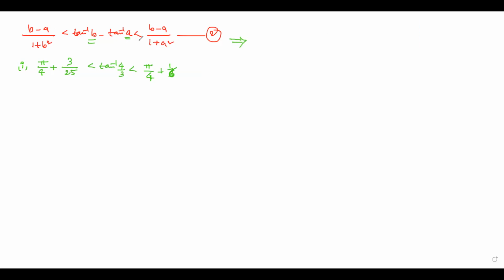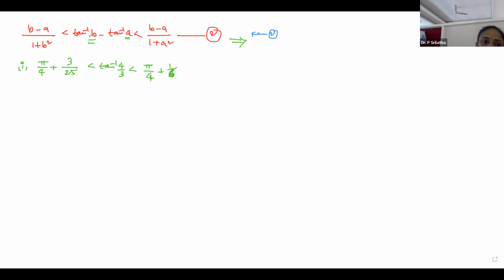We can take tan on the whole equation. Yes, so add tan inverse on both sides for this equation. From equation 2, all of you write, listen carefully. Here I am taking tan inverse A on both sides.